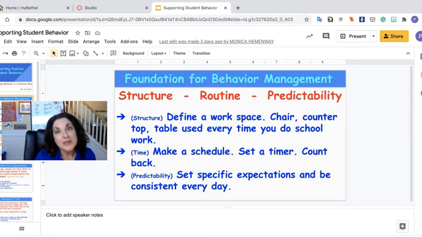And then to be specific, not only in our work situation, but also in the way that we treat behavior. So we're going to have expectations and we're going to be consistent with those expectations every single day, and then be consistent in how we respond to any challenges that we have.